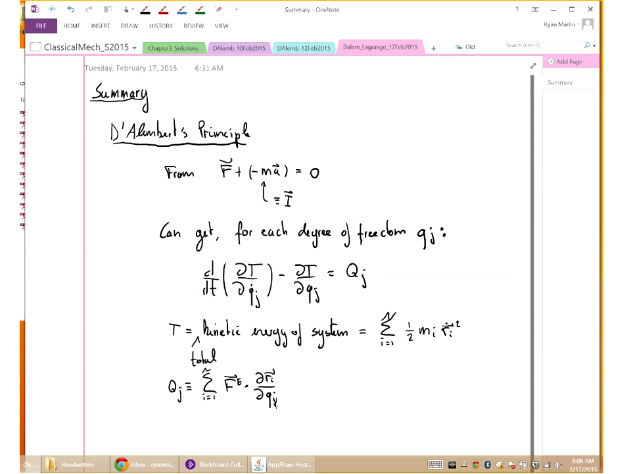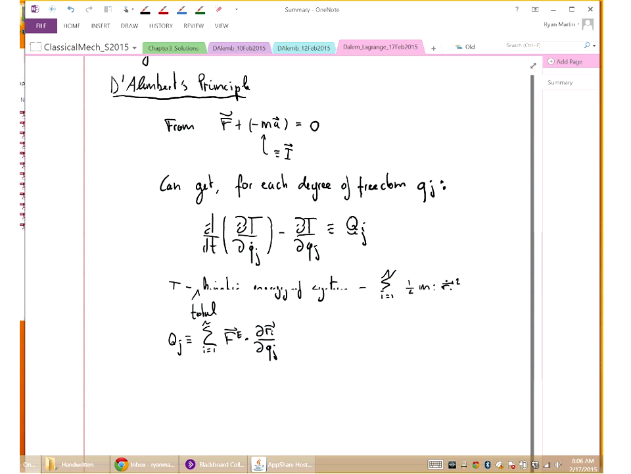So we haven't actually done any examples where we've applied this. But are there any questions about the derivations or the philosophy of the method?